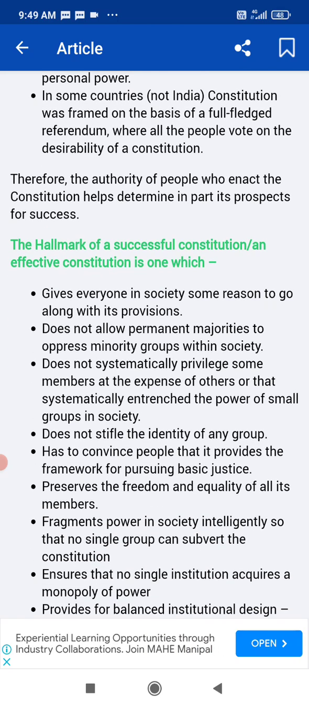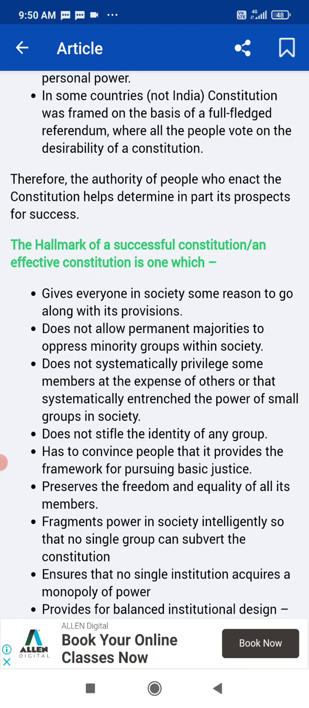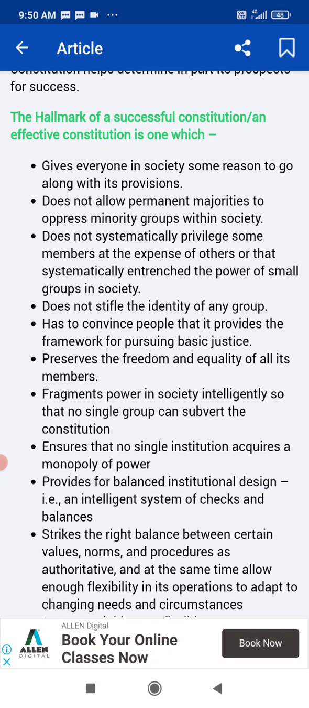The hallmark of a successful or effective constitution is one which gives everyone in society some reason to go along with its provisions, does not allow permanent majorities to oppress minority groups within society, does not systematically privilege some members at the expense of others, or systematically entrench the powers of small groups in society, does not stifle the identity of any group, has to convince people that it provides the framework for pursuing basic justice, preserves the freedom and equality of all its members, fragments power in society intelligently so that no single group can subvert the constitution.